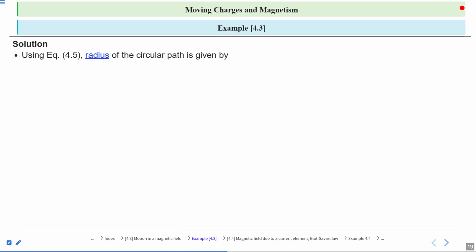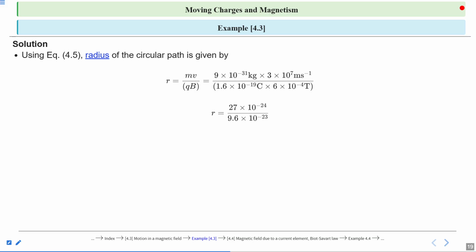Firstly, radius. So using equation 4.5, radius of circular path is given by, what was the expression? mv by qB. So put the value of m, that is 9 into 10 to the power minus 31. Put the value of velocity 3 into 10 to the power 7. Put the value of charge, that is 1.6 into 10 to the power minus 19. And put the value of magnetic field, that is 6 into 10 to the power minus 4 Tesla. So R, after solving, R is equal to 27 into 10 to the power minus 24 upon 9.6 into 10 to the power minus 23. So after solving further, R is equal to 2.8125 into 10 to the power minus 1 meter.